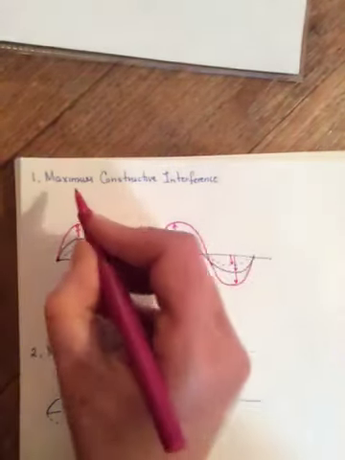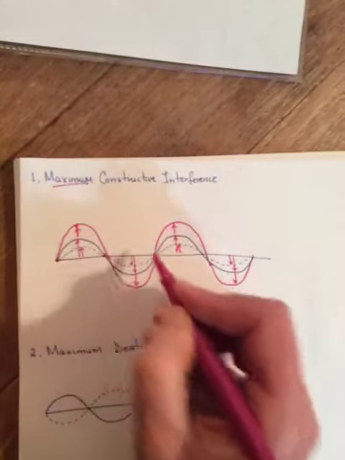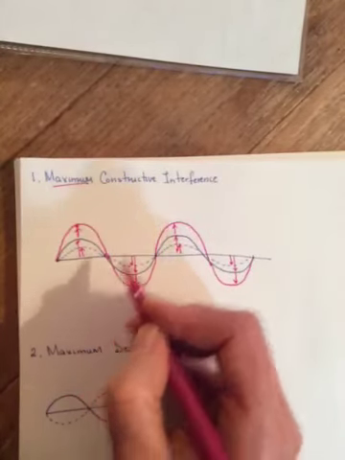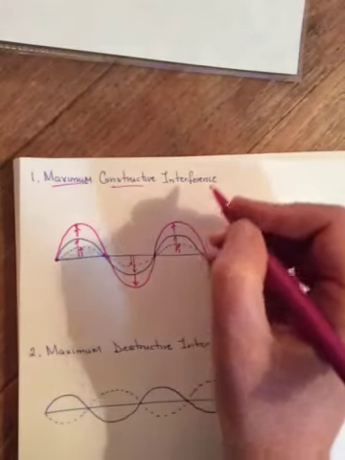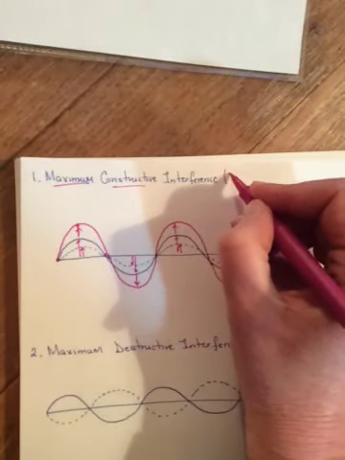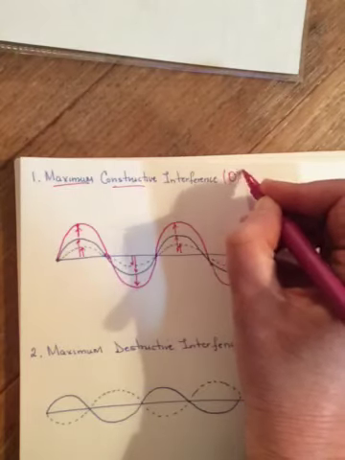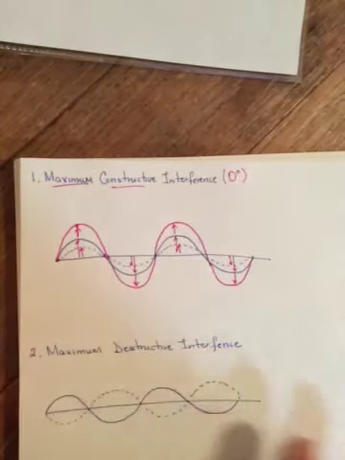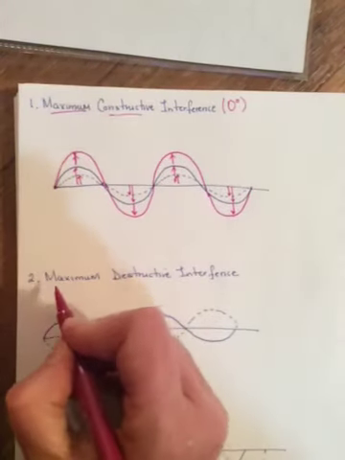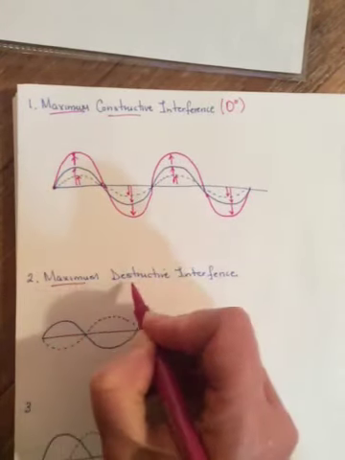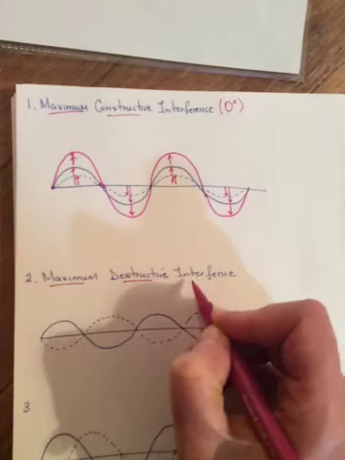Okay? It's called maximum because it's the biggest wave you'll get when they're perfectly in phase. Constructive because it's building it up. Interference. It happens when the phase difference is 0 degrees, when they are right on top of each other, in phase with each other, as opposed to the next one, which is maximum destructive interference.